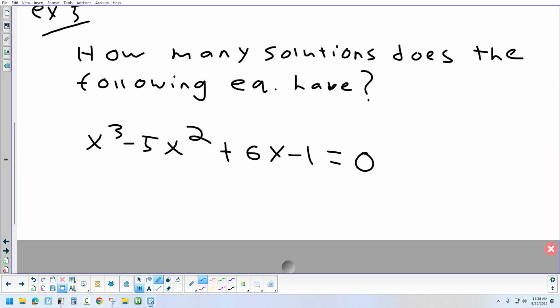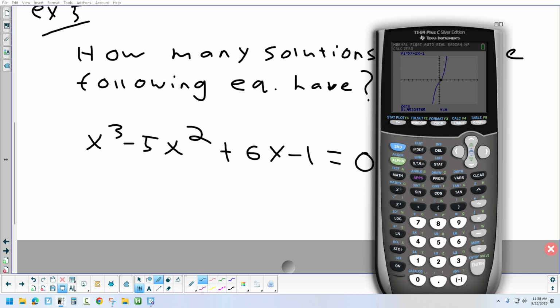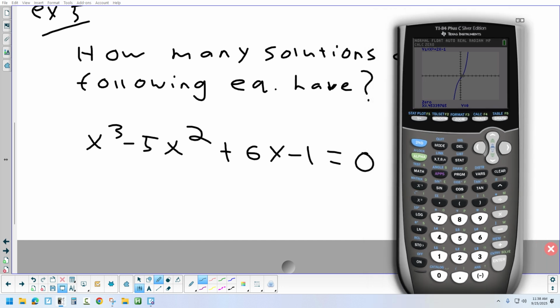All right, let's try this one. Now, this has more terms in it, so chances are this one is going to be a little more complex when we draw it, meaning it's going to do more of those terms. Okay, so we've got x cubed minus 5x squared plus 6x minus 1.